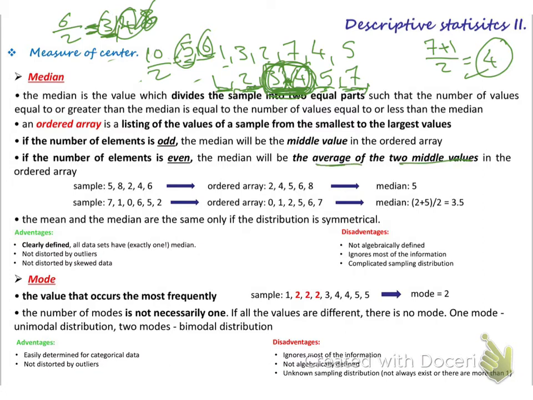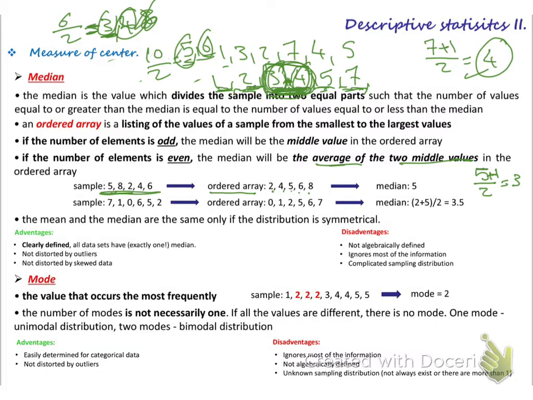middle values, okay? The example which they have given here, this sample, is not arranged. First thing, I have to put them in order, arrange them: 2, 4, 5. So how many numbers? 1, 2, 3, 4, 5. So they are an odd number, okay? So 5 divided by 2 equals 3, right? Wrong. It should be 5 plus 1, divided by 2.